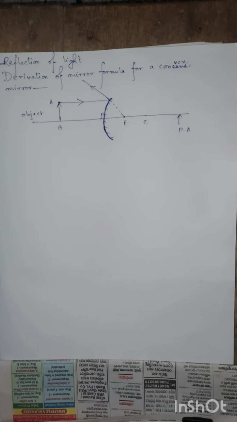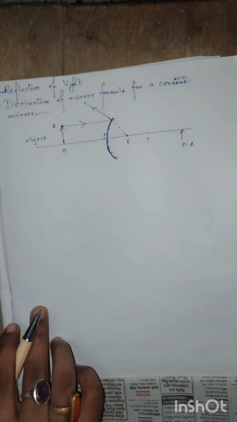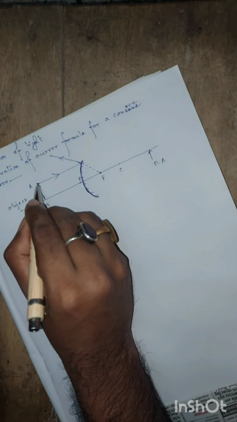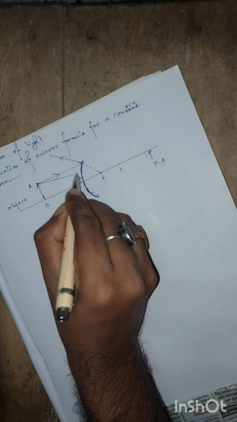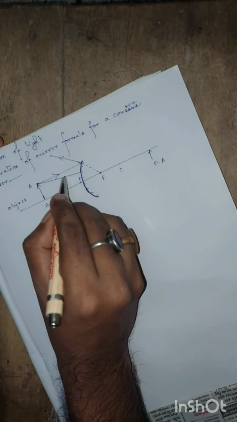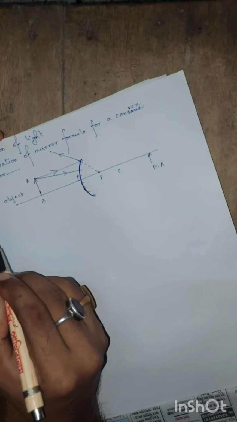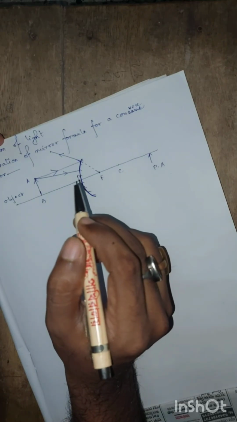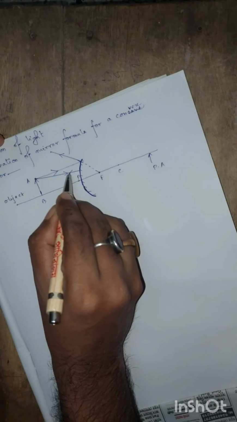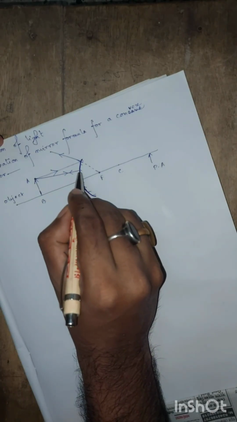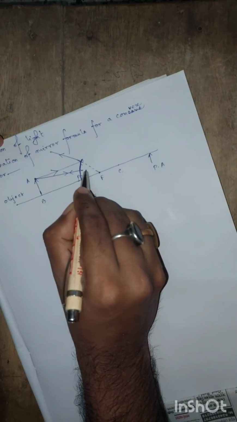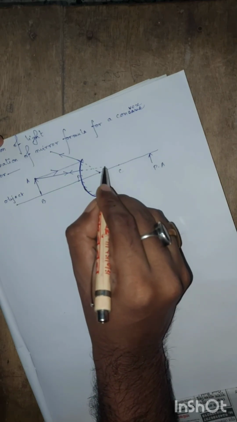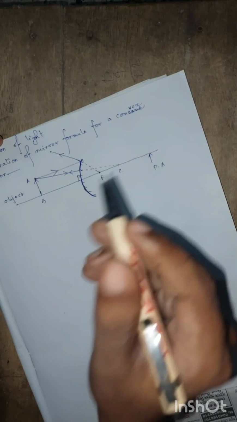And again let us take another ray which is directed towards the center of curvature. After striking the mirror, the ray follows the same path but in the backwards direction. So if we produce the reflected ray backwards, it passes through the center of curvature.